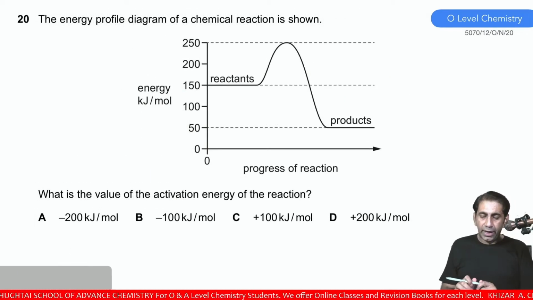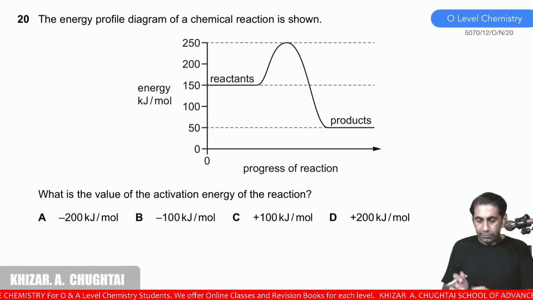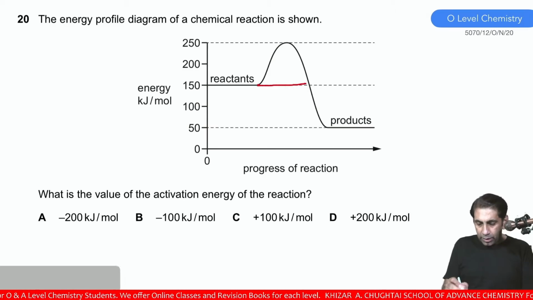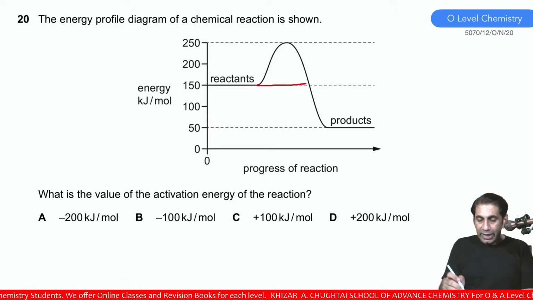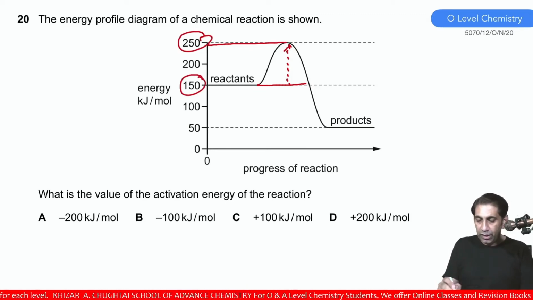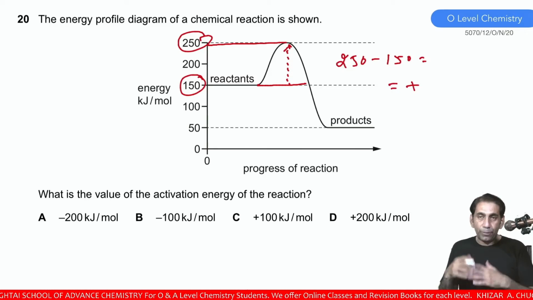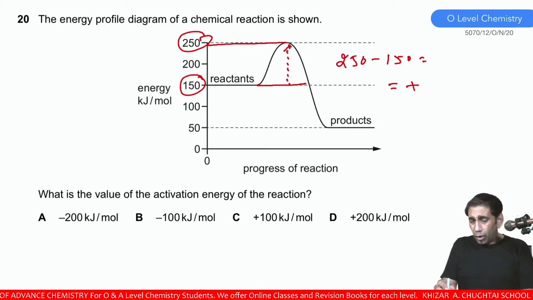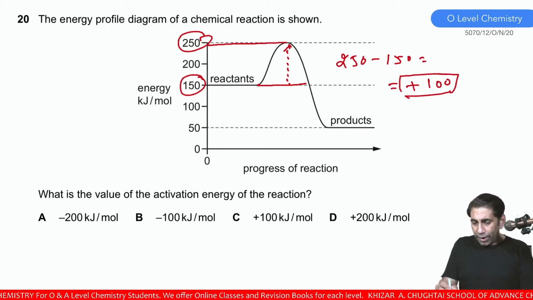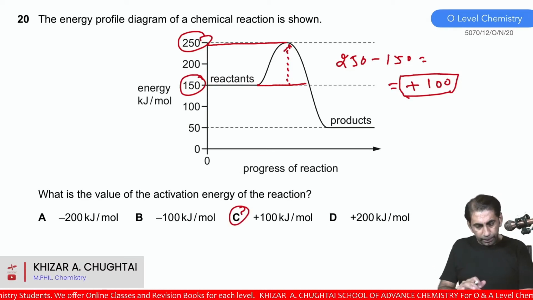Question 20. Energy profile diagram of a chemical reaction is shown. What is the value of activation energy of the reaction? In this case, you can see that the energy of activation for the forward reaction is calculated starting from the reactant towards the peak of the curve. That is showing the energy, that is 250. Initial energy of the reactant is 150, higher minus lower, and this answer must be a positive integer. So that is equal to 100. Positive 100 is the energy of activation in this reaction. That is the simplest calculation.